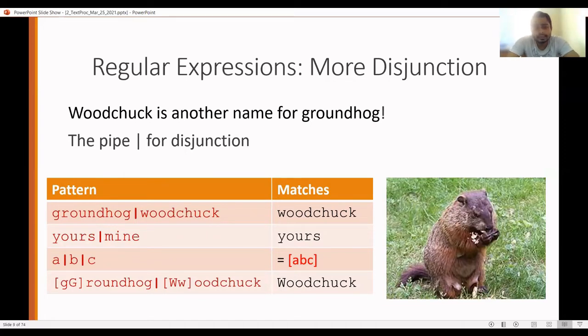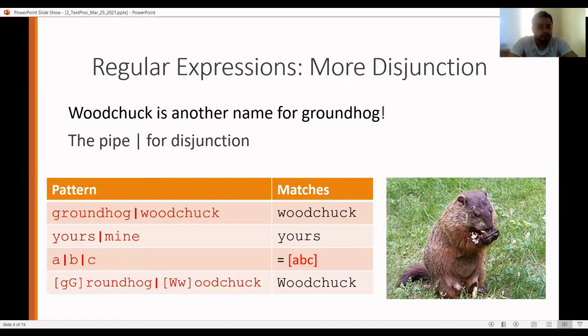Now more disjunctions can be used. For example, if you are searching in a text corpus for the word woodchuck or groundhog, the pipeline character can also be used. Thus, groundhog|woodchuck, this particular set of symbols, will match any word in the corpus of text which has the word woodchuck or groundhog in it.